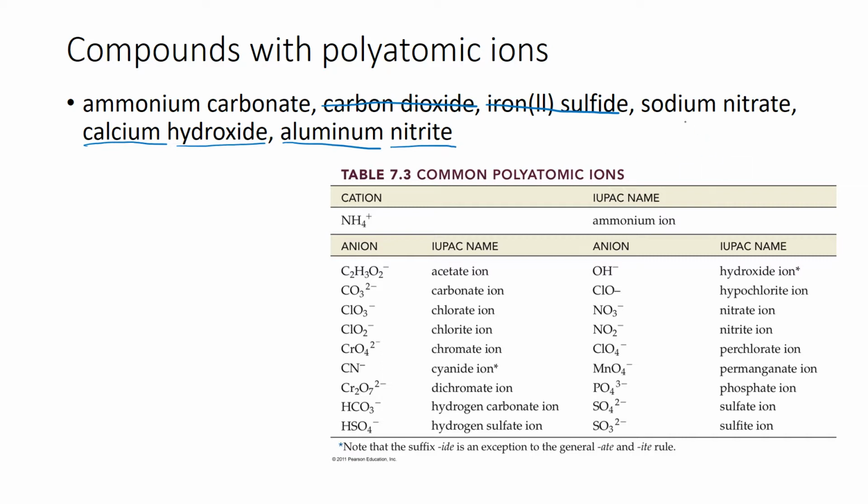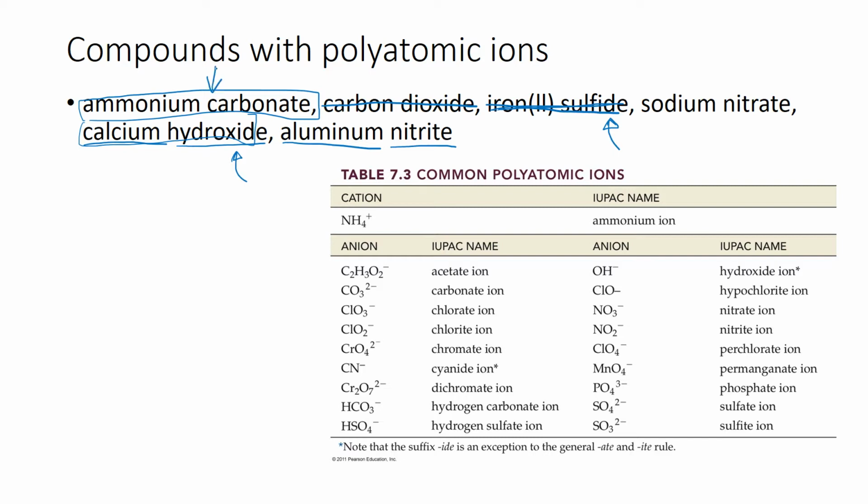So unless you've been doing a lot of chemistry, you might not be able to tell what's on the periodic table. The ones in the periodic table are typically the ones that end in -ide, I-D-E, except for this guy, hydroxide. The one exception, hydroxide, is OH minus. So for all the rest of these, you just have to look them up in a table. Ammonium carbonate, calcium hydroxide, aluminum nitrite, and sodium nitrate. You have to use one of these tables, okay?